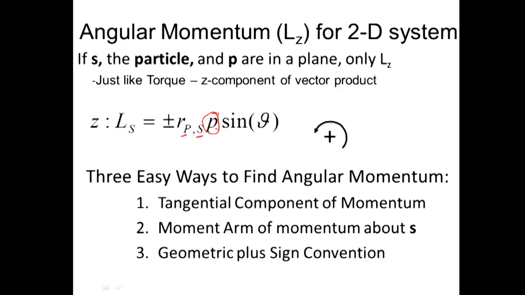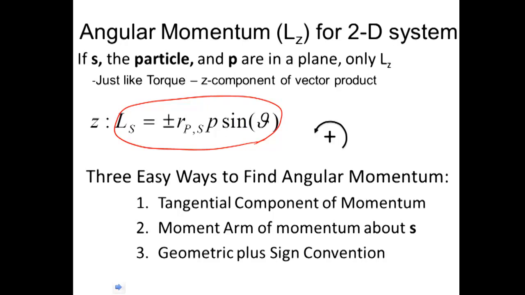And basically there are 3 easy ways to find that angular momentum. The first is the tangential component of the momentum. The second is the moment arm of the momentum about the point S. And the third way is the geometric way plus the sign convention, which is in this expression here. So those 3 ways to find the angular momentum are for planar motion in 2 dimensions, where you're basically evaluating the r cross p for a single point particle moving with momentum p and a distance r from the point S about which you're finding the angular momentum.